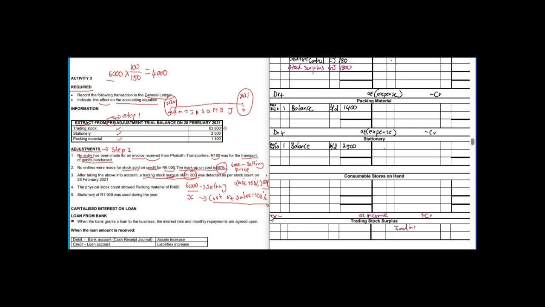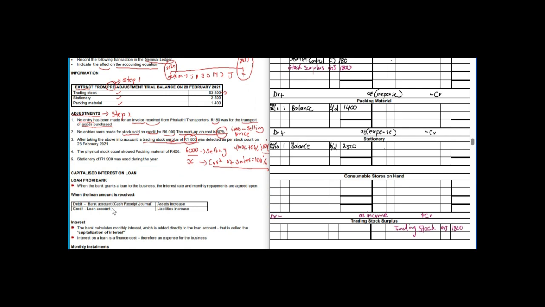And then we are going to write trading stock, and then it's general journal GJ of how much? 1,800. And then guys, we continue with our transactions. Number 4 says the physical count showed packing material of 400. It showed the packing material of 400, the physical stock count, meaning the stock at the end of the year.